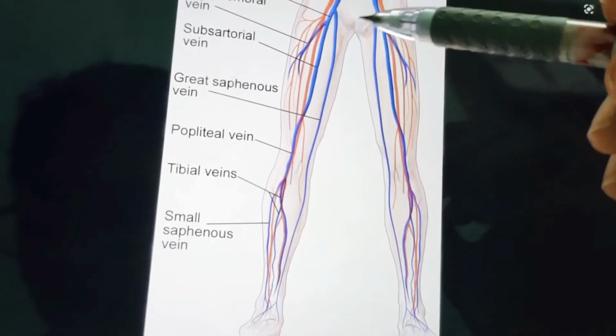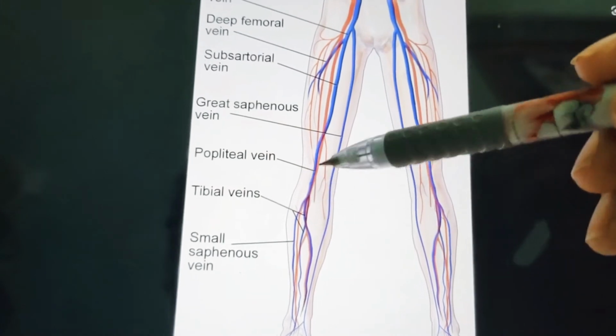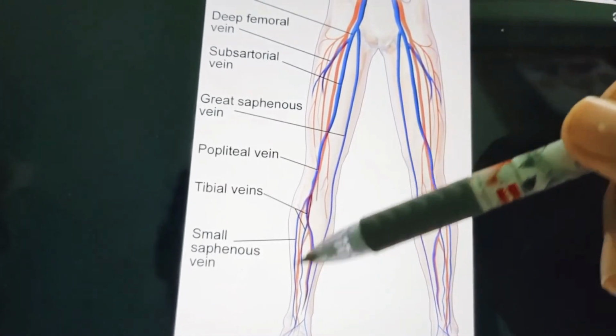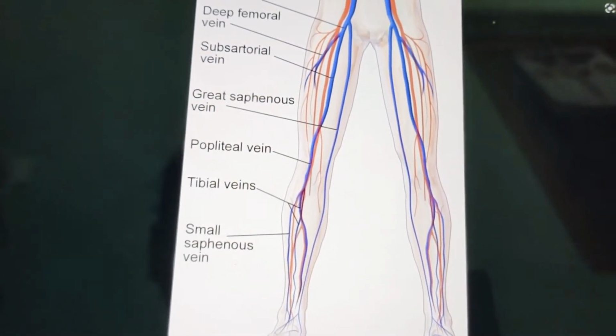and also its branches. So mainly femoral veins are used for intravenous infusions in infants and also in patients with peripheral circulatory failure, right? So this is about the femoral vein. Next we'll start with the femoral nerve.